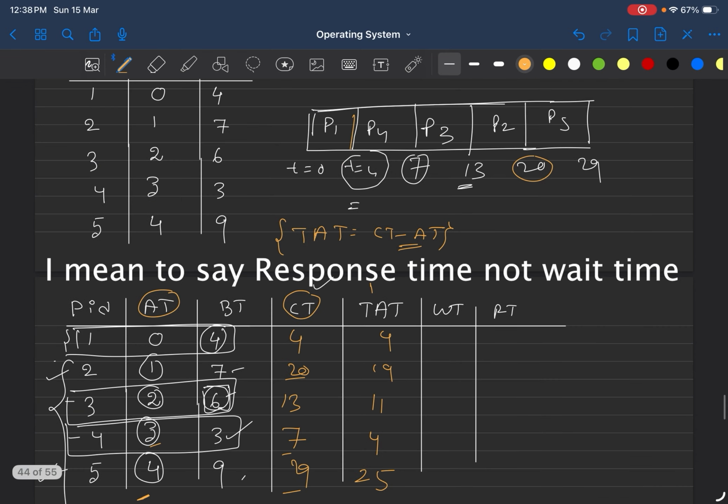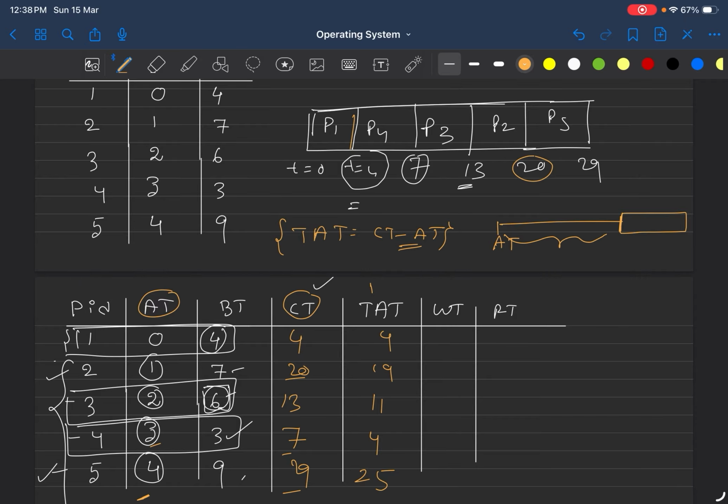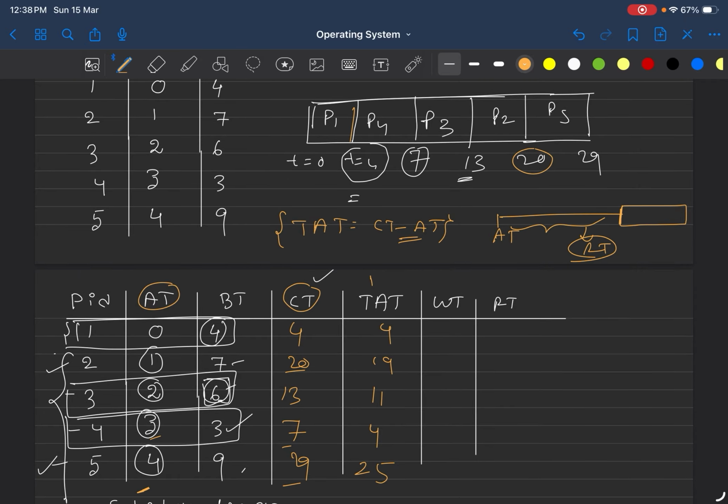Wait time is the time between the arrival and the time in which the process is getting scheduled for the first time. This duration is called response time. I will come to this response time later.